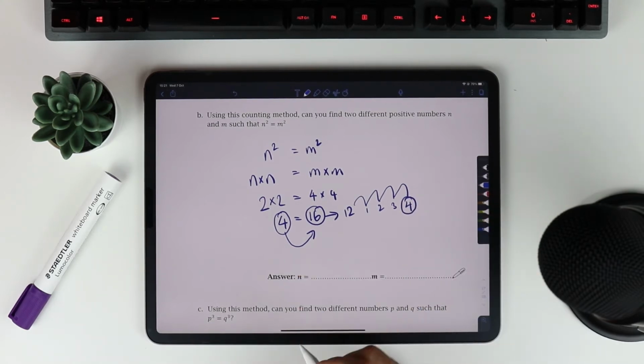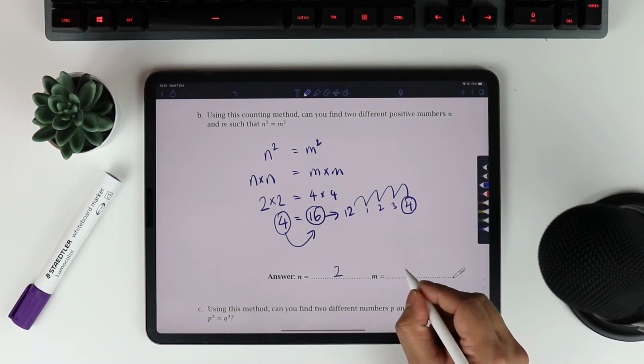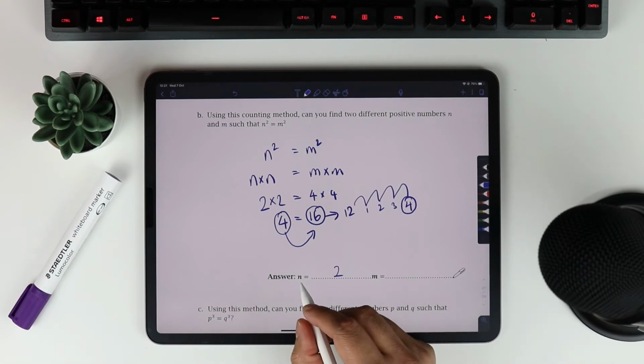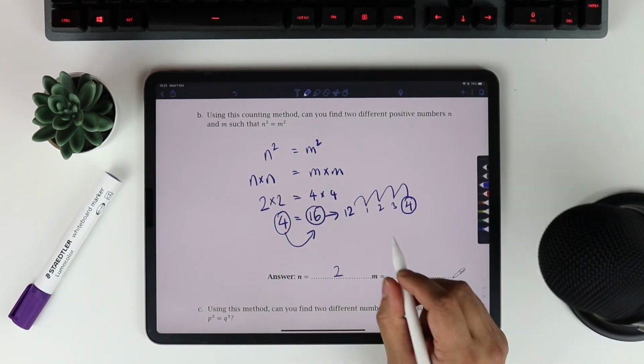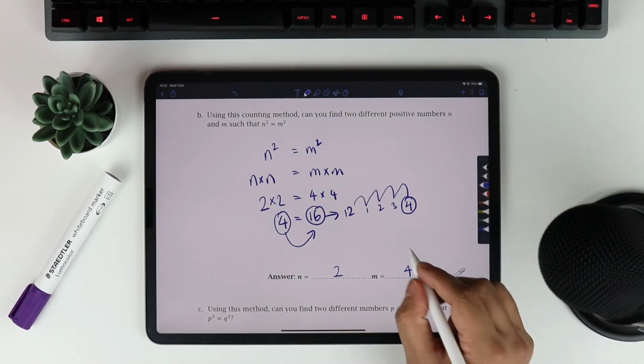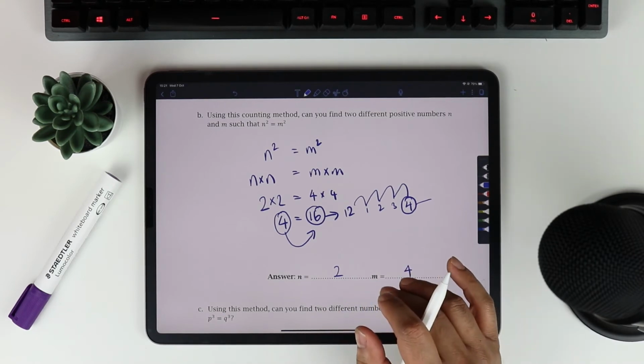So it'd be 4 and 4. And so the 2 numbers I could think of are 2. So be careful not to write 4 and 16. It would be n equals 2 and m equals 4, because 2 squared and 4 squared will end up with 4s for both cases.